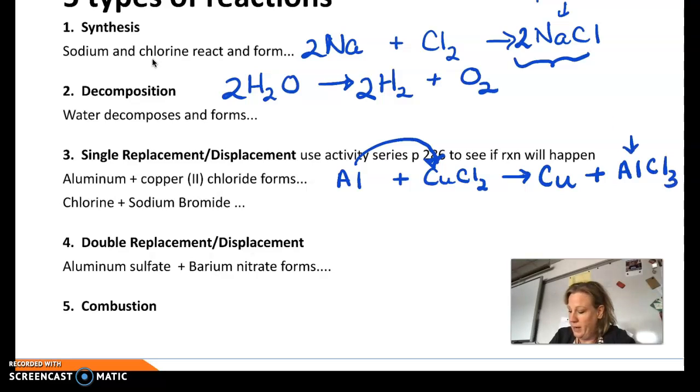This is another one where I would have to think about charge so that I write the formula correctly. And then balancing, we would need 6 chlorines, and then we're good.